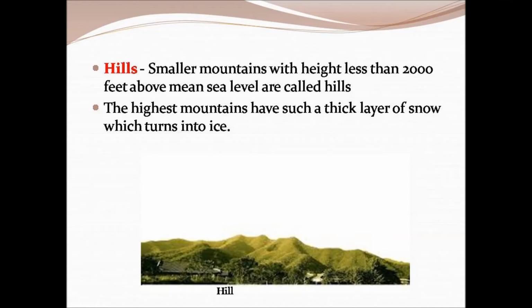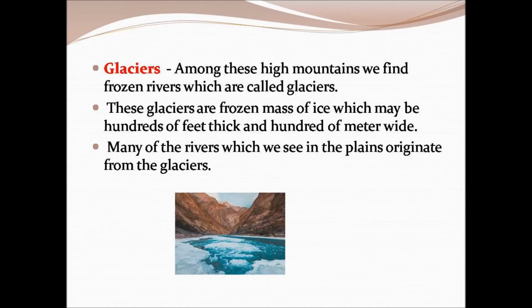Most mountains have low temperatures and are covered with snow. So the highest mountains have a thick layer of snow which turns into ice. Likewise, among these highest mountains we find frozen rivers which are called glaciers. That is, the rivers in the highest mountains themselves turn into ice. So therefore, these frozen rivers are called glaciers.